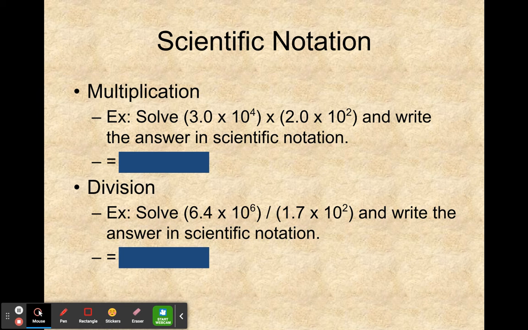For multiplication, I want you in your calculator to solve 3 times 10 to the 4th times 2.0 times 10 to the 2nd. In order to do this, you have to use the parentheses that are on there. So I'll give you a second to type or write, and then I'll explain how you put it into your calculator.